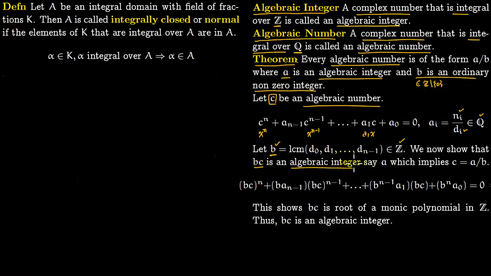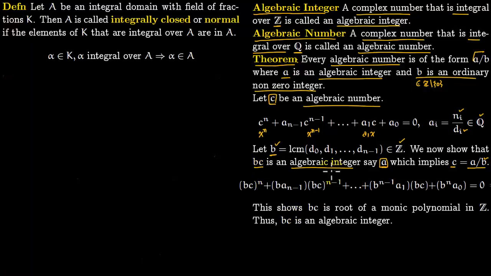If bc is an algebraic integer, say a, then this would imply that c is equal to a over b, where b we just said is a non-zero ordinary integer. So b is an ordinary integer, and we will show that a is an algebraic integer. Then we will be done with the proof. We would have shown that b is a non-zero integer, which is just the LCM of non-zero integers, and a is an algebraic integer, and that's the end of the story here.